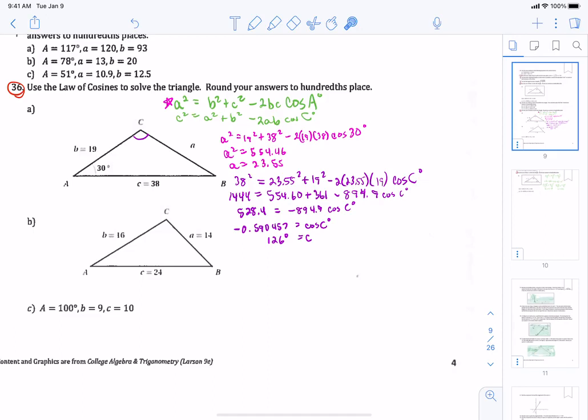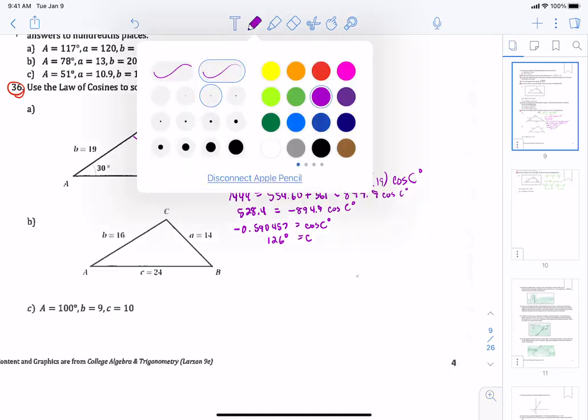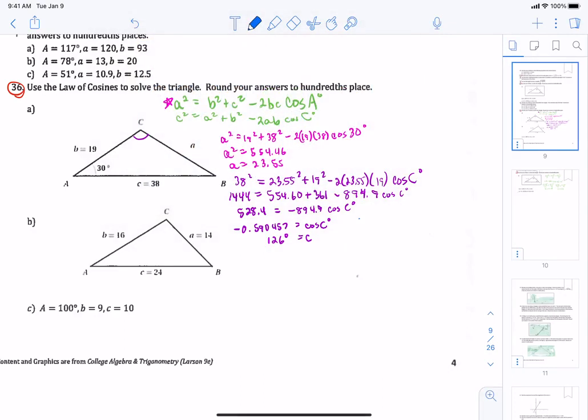So look at what we found. We found A is gone, big C is gone. What's the last thing for us to find? Just angle B, right? And that's easy, right? We can use the 180 rule. So angle B is going to be 180 minus 126 minus 30, which is 24 degrees. Okay?